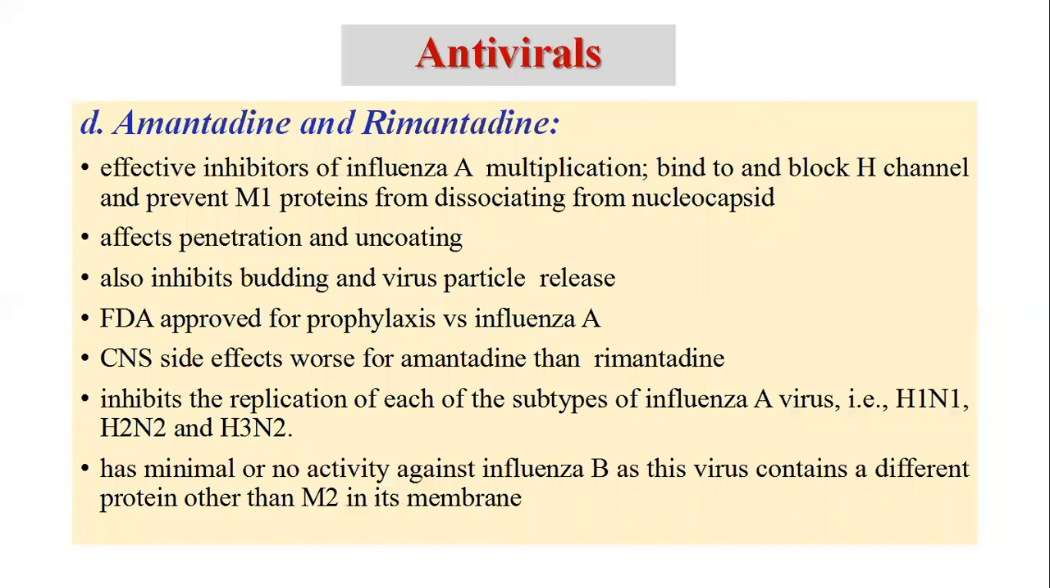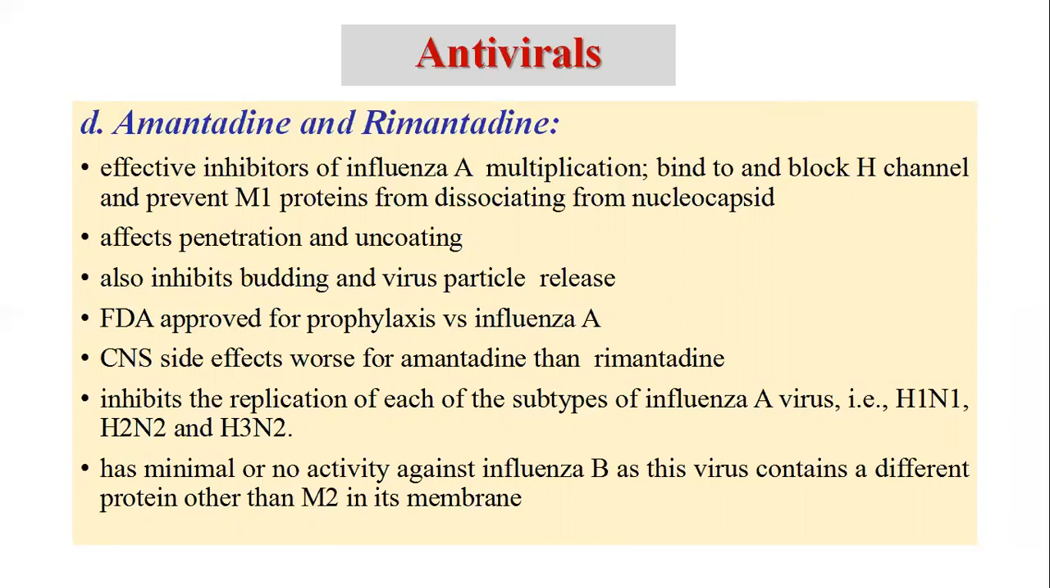Next one is amantadine and rimantadine. These two drugs are used mostly in case of influenza A. They are very effective inhibitors of influenza A multiplication. How are they functioning? They actually bind to and block the H channel and prevent the M1 protein, that is a fusion protein, from dissociating from the nucleocapsid. So they affect penetration and uncoating. Also they inhibit budding and virus particle release.